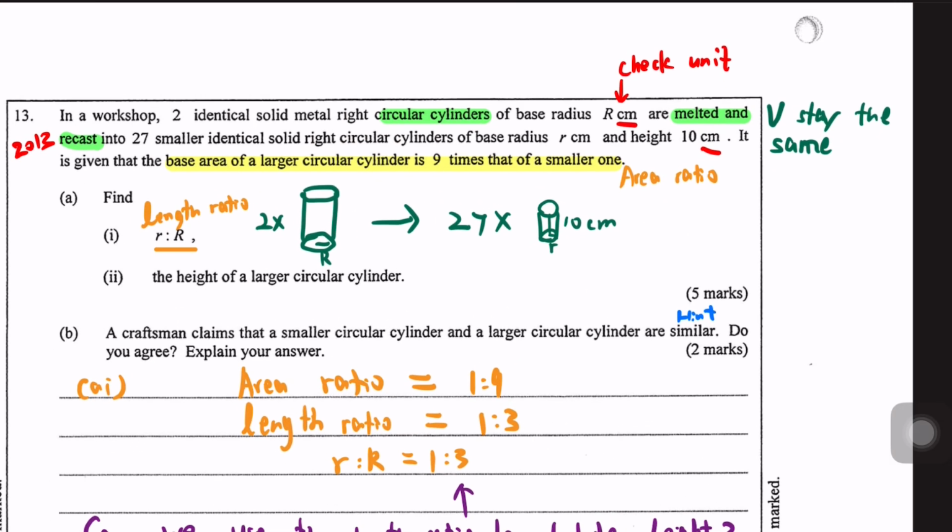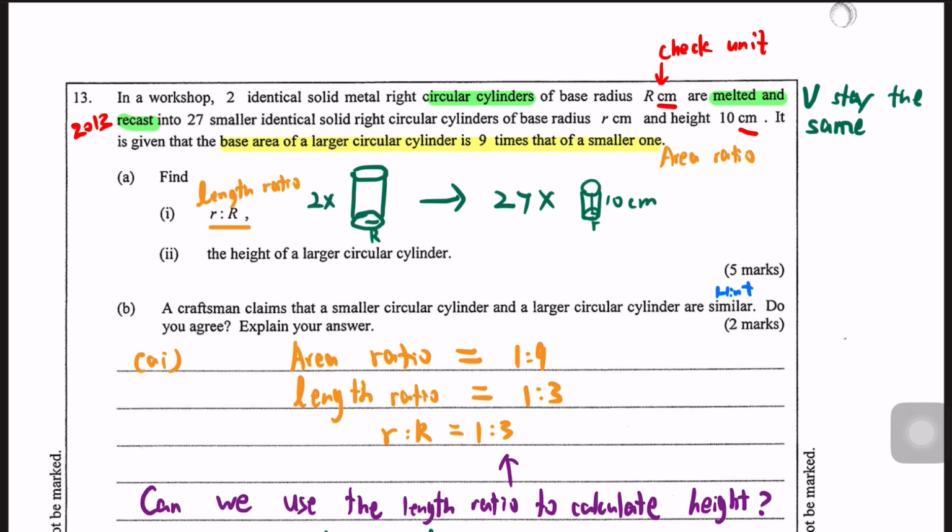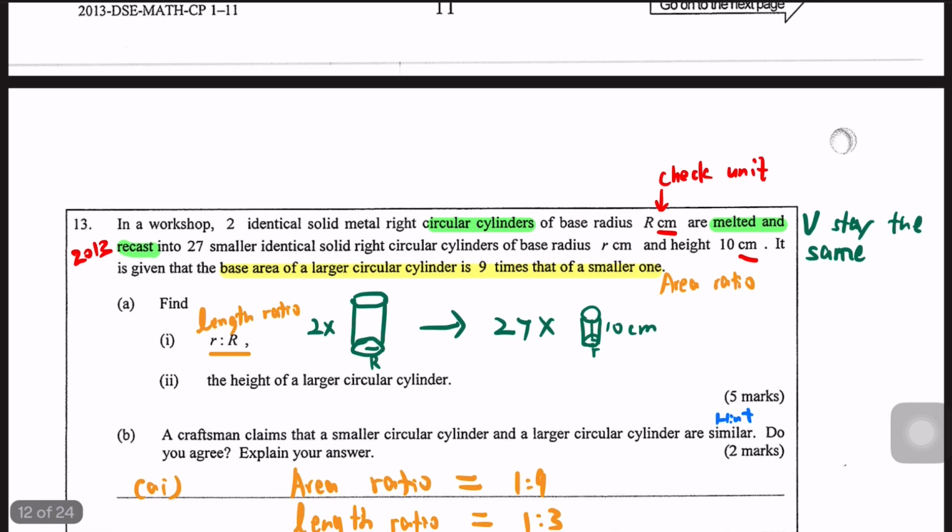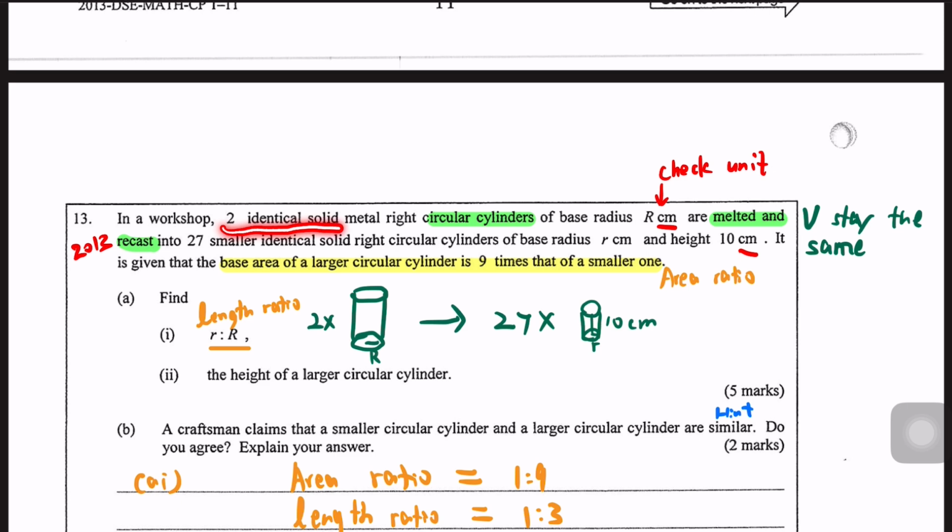2013's paper, this year's paper, I suggest you do it by yourself first. So we read the question. Two identical solid metal right circular cylinders of base radius R cm are melted and recast. As I say, use the concept of volume because their volume stays the same. The surface area will change and the length will change, but the volume always stays the same. And then it goes into 27 smaller circular cylinders of base radius r and height 10 cm.